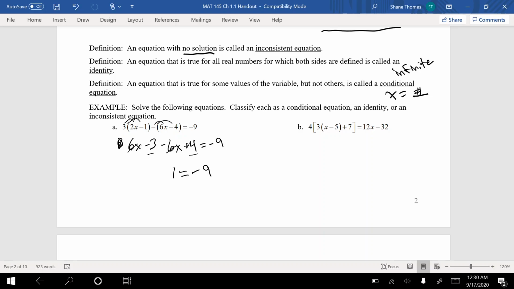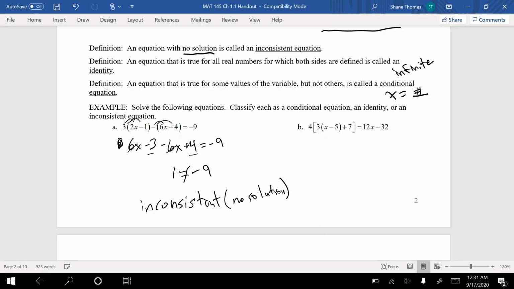All right, this is not true. That is not equal to each other. So this one would have to be inconsistent. Should also be a no solution.